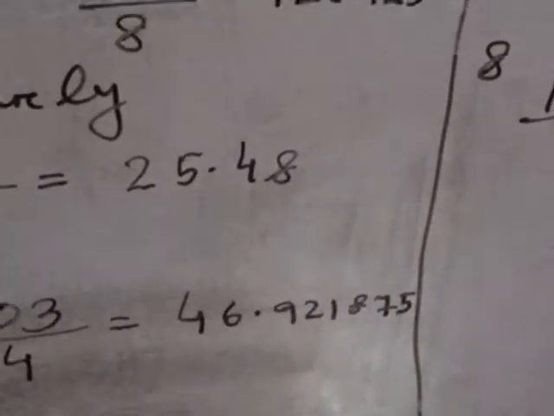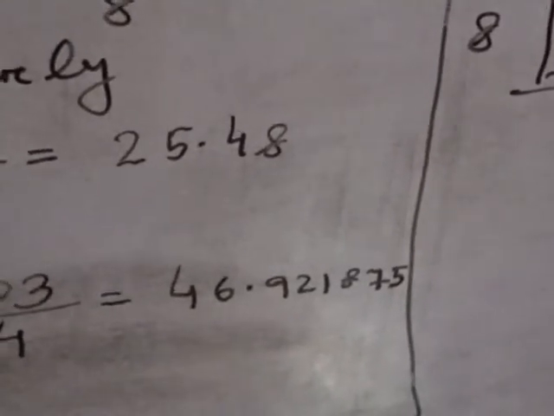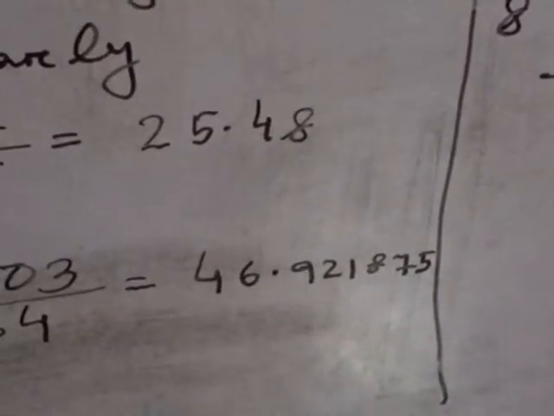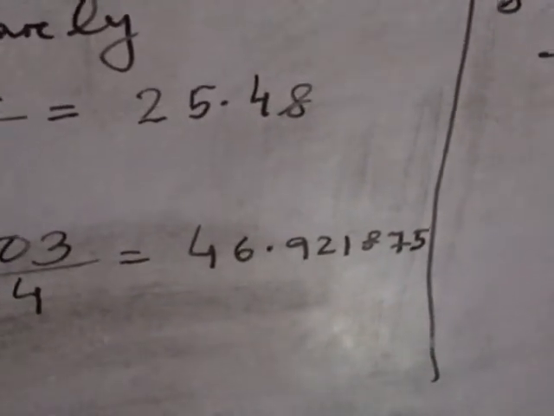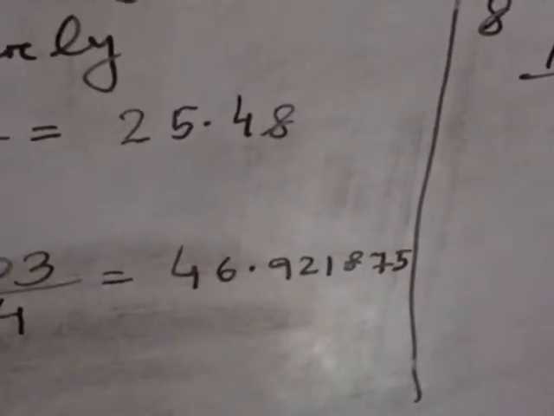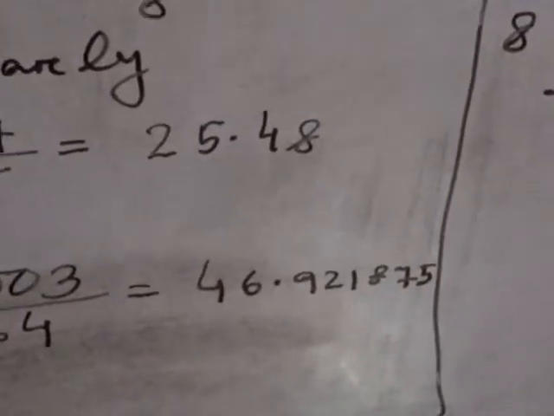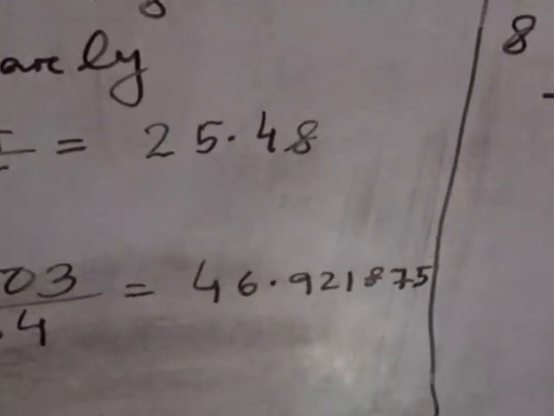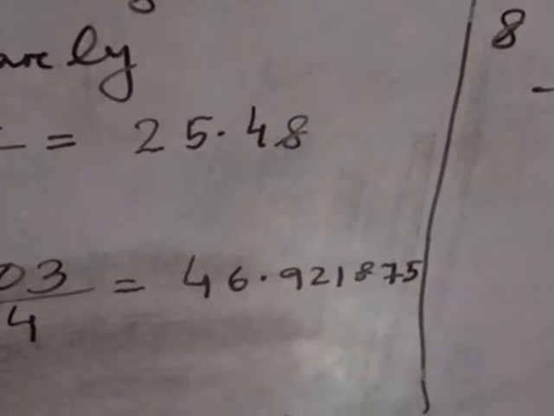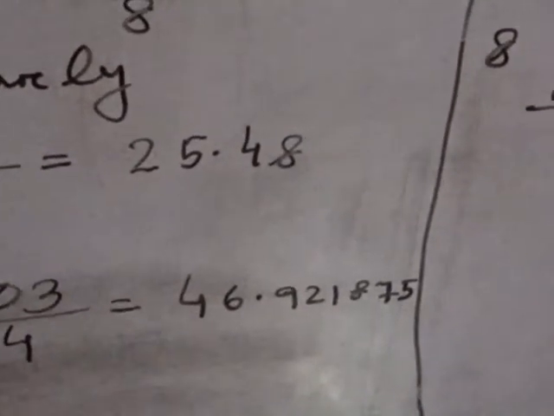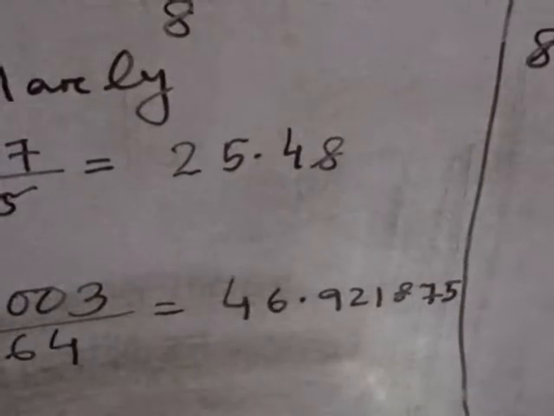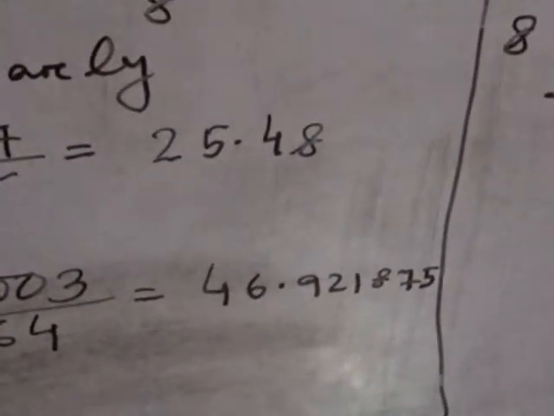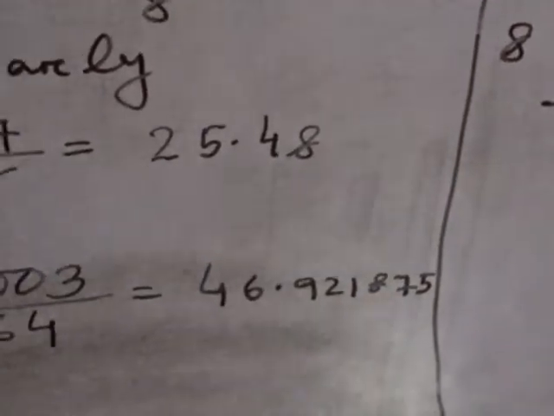Similarly, see 46.921875. So the decimal point divides the number into two parts: before the decimal point the number is known as the whole number part, and after the decimal point the number is used as the fractional part. So 46.921875, 46 is the what? Whole number part, and 921875 is known as what? Decimal part. Thus a decimal number has two parts. One is the whole number part, the other is the fractional part or decimal part.